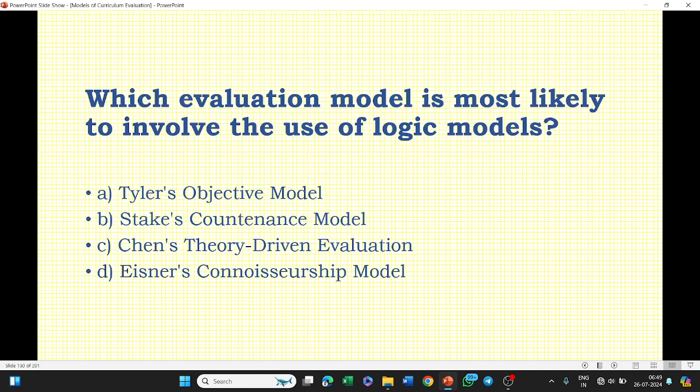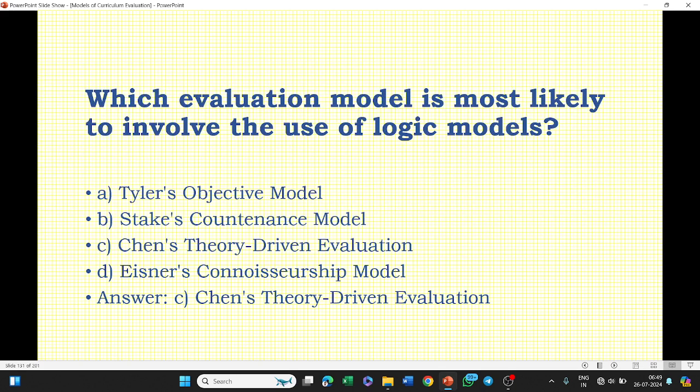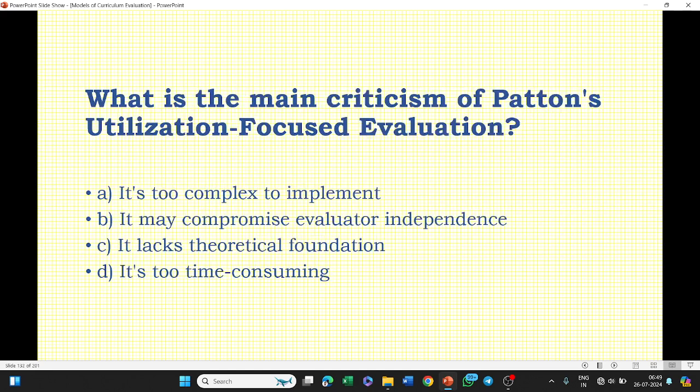Which evaluation model is most likely to involve the use of a logic model? Options: Taylor's objective model, Stake's countenance model, Chen's theory-driven evaluation, Eisner's connoisseurship model. Answer of this question is option C, that is Chen's theory-driven evaluation.